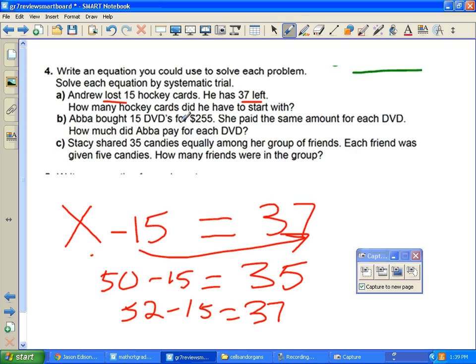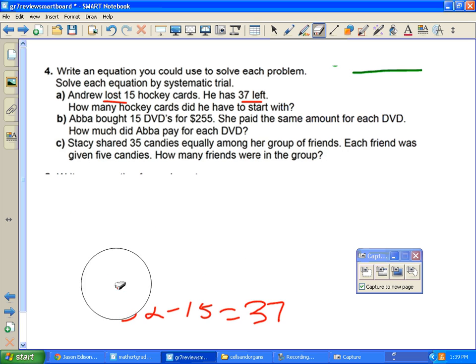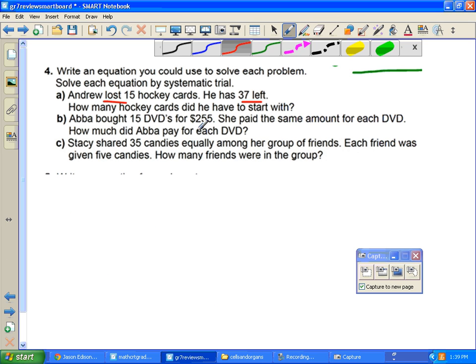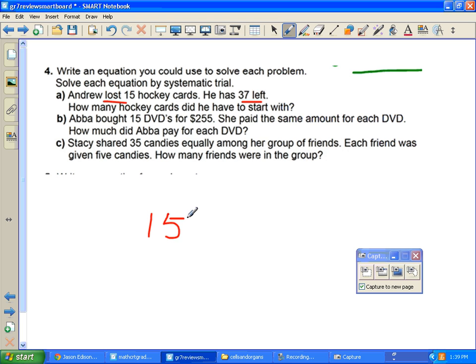Looking at B, you've got 15 DVDs for $255. She paid the same amount for each type, so how much did they pay for each one? So let's look at this one right here now. So it was 15 DVDs times a certain amount of money, and I'm going to use M for money, will equal a total of $255. So there's your equation. All you got to do is start plugging in.